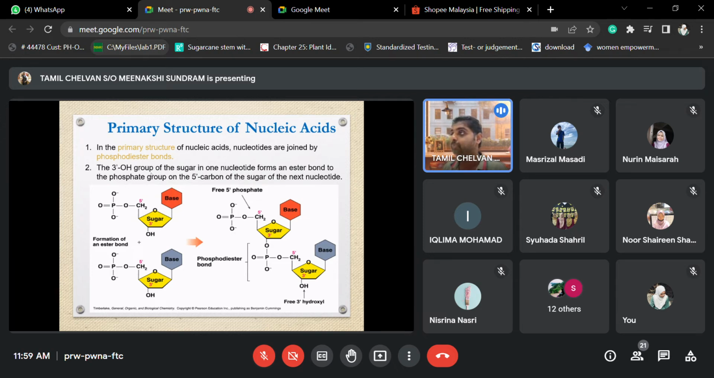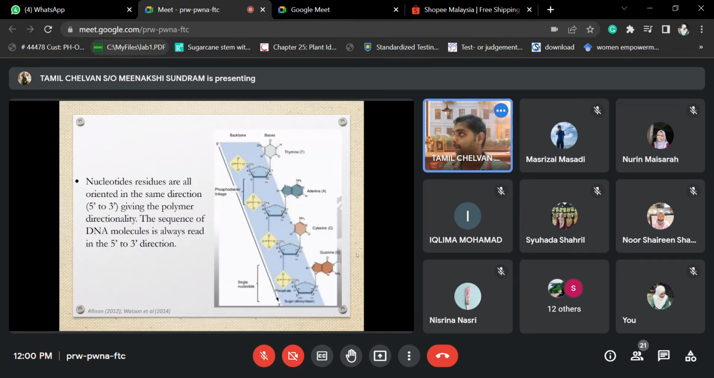The 3' OH group of the sugar in one nucleotide forms an ester bond to the phosphate group on the 5' carbon. So 3' OH ni dekat carbon 3, dia bind dengan 5' carbon dekat phosphate ni of the sugar of the next nucleotide. Nucleotide residues are all orientated in the same direction, 5' to 3', giving the polymer directionality. This is from 5' to 3'.